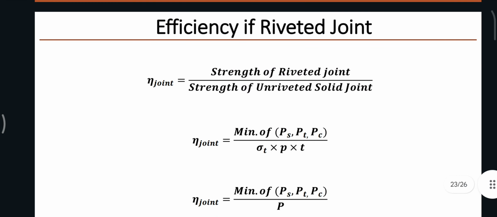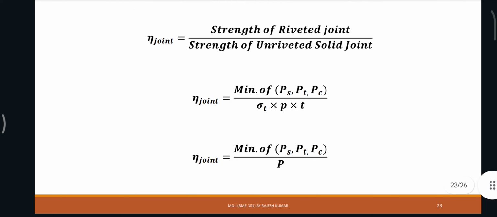Efficiency of a riveted joint. Efficiency of joint represented as eta equal to strength of riveted joint by strength of unriveted solid joint, equal to minimum of PS, PT, PC by sigma T into P into T.